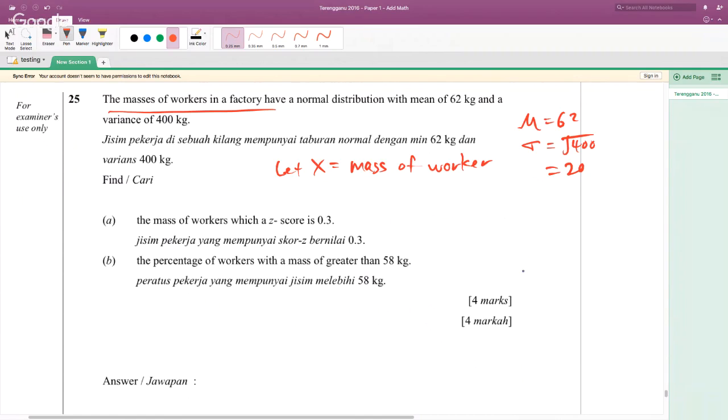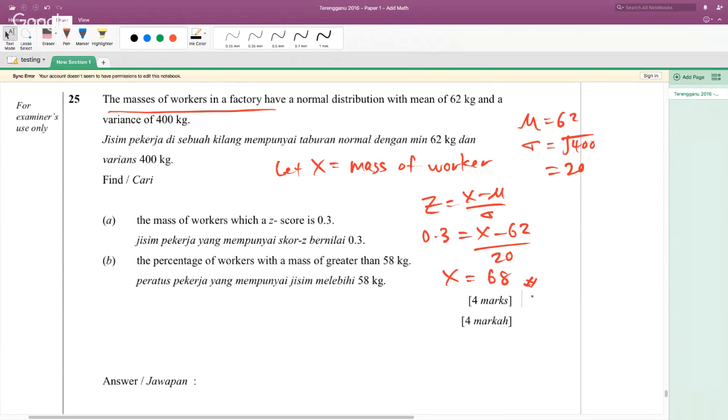If the z score is 0.3, that means they want to find x, because I said x is the mass of the worker. I know z equals x minus mean over standard deviation, so I just substitute my values. z is 0.3, x is the unknown, mean is 62, standard deviation is 20. I solve this and get my x. So 0.3 multiplied by 20 plus 62. My x should be 68.